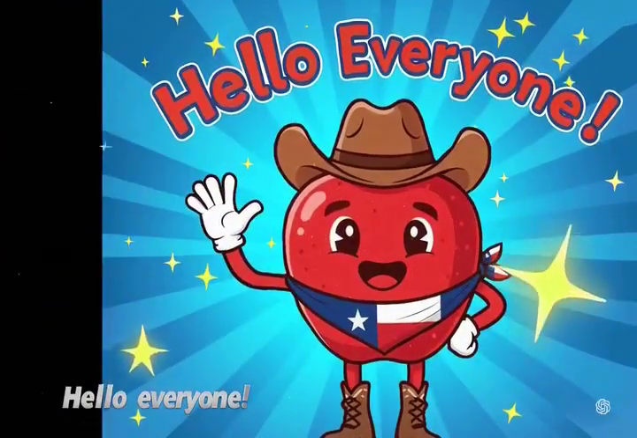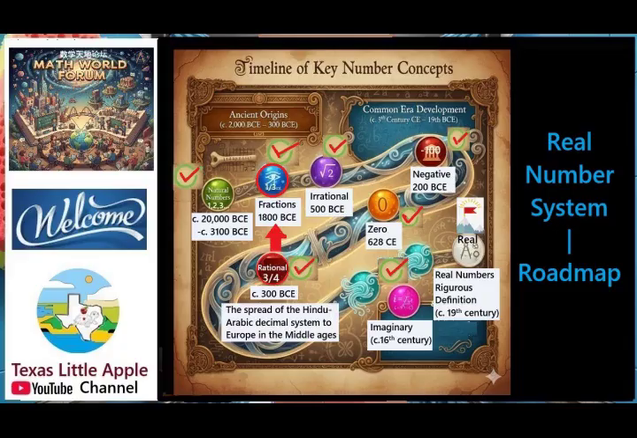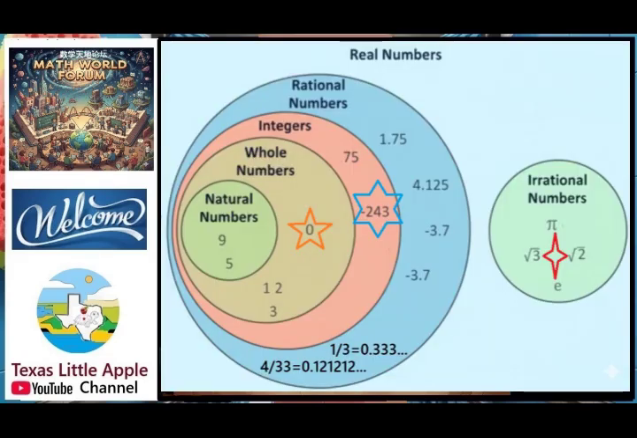In our previous videos, we explored the history of natural numbers, fractions, negative numbers, zero, rational numbers, and irrational numbers. Although real numbers may seem obvious today, it took thousands of years to construct them, piece by piece, idea by idea. Let's walk through that journey step by step.